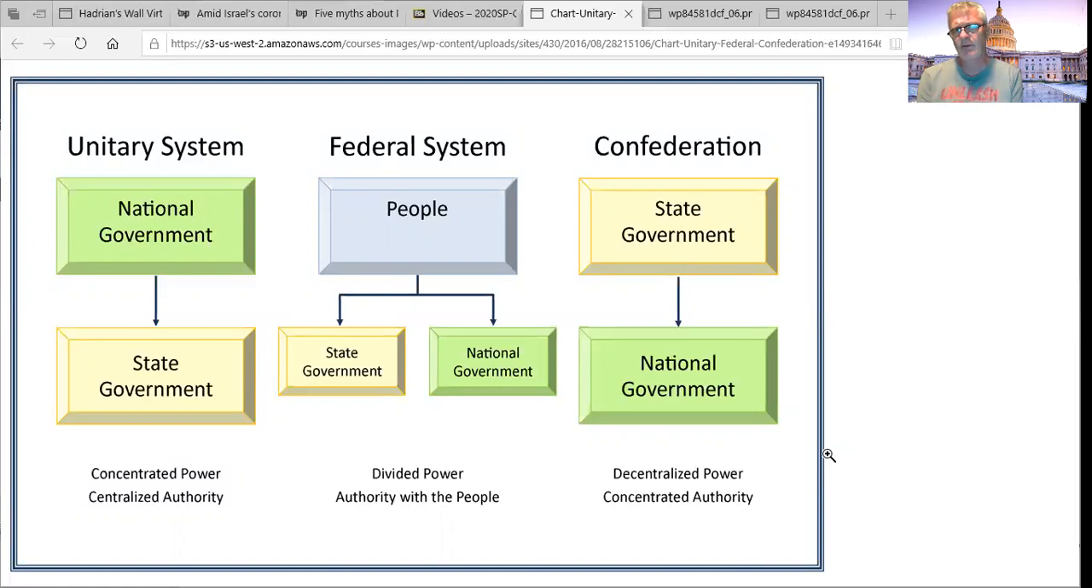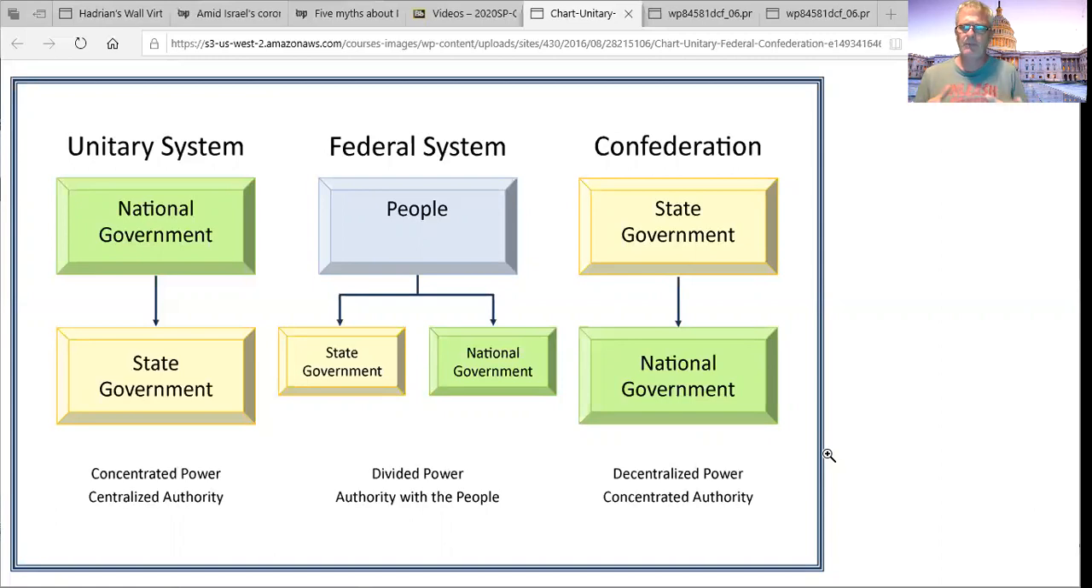Now, the problem with the Confederation is determining what is a common problem and what is a common solution. So confederations have had problems, but the Confederation, simply put, is a league of independent states in which the central government has only those powers given to it by the states. So you can see where that power flow chart is coming from. It's the reverse of the unitary system, and it's an extreme dispersal of power. If a unitary system is an extreme concentration of power, then a confederation is an extreme dispersal of power.